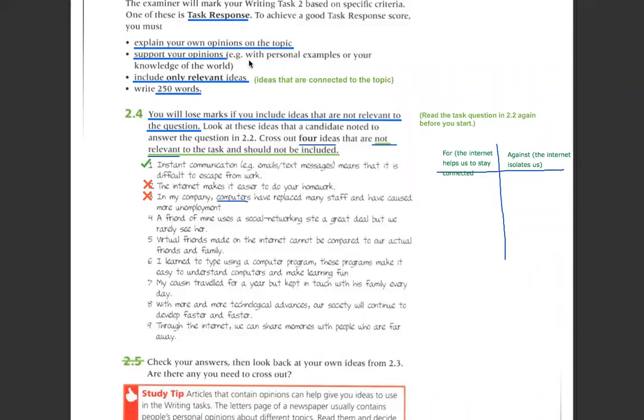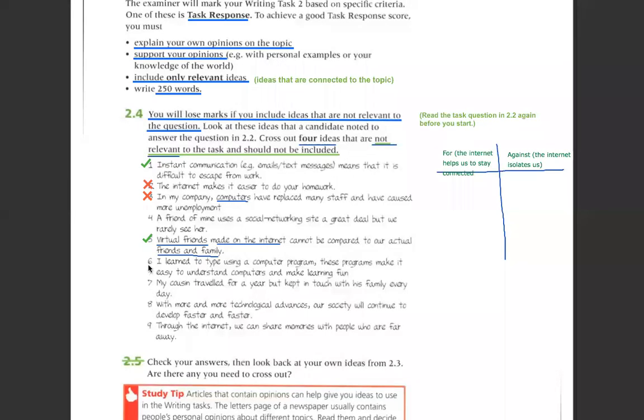A few of you said 5, but let's have a look at 5. It says virtual friends. So this means friends that we make online. Cannot be compared to our actual friends or family. This is relevant. So it's saying that friends online are not as good as friends in real life. So it's saying that the internet is not helping us to stay connected because it's taking away from our connection from our actual friends and family.